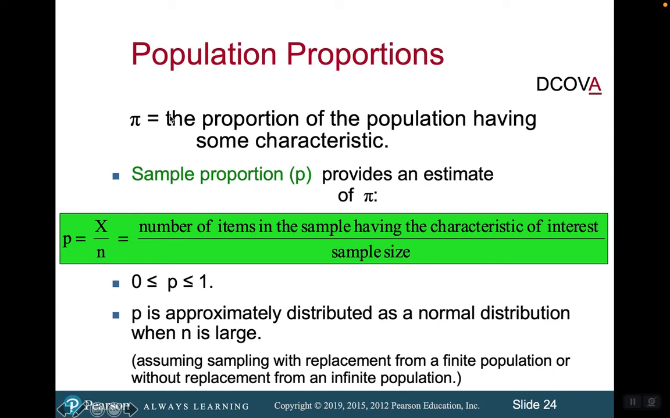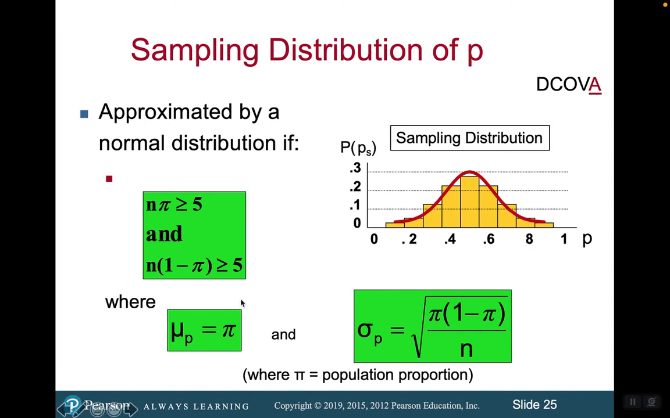So, in this case, this proportion analysis, once again, is normally distributed so long as we get enough samples, as long as we make n larger. Once again, our sample distribution of the proportion is approximated by a normal distribution if n times the proportion is greater than 5, and n times 1 minus the proportion is greater than 5. This is an example of what that will look like.